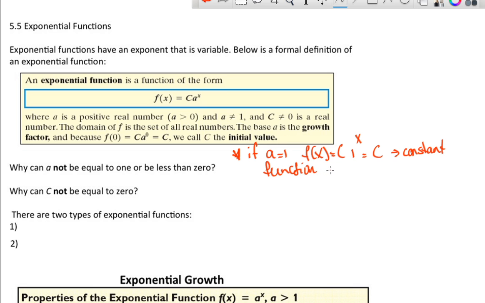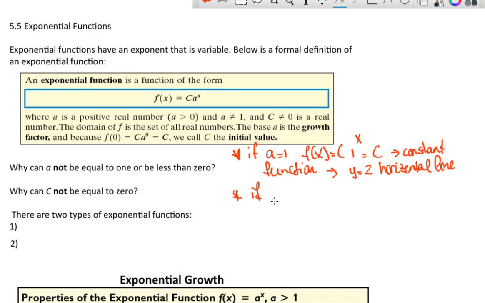So for example, that could be rewritten maybe as f of x. Let's look at that as a y then. So let's say maybe y equals 2. And we've seen just recently that y equals 2 is a horizontal line. So that would not be an exponential function anymore. So the next thing says, why can it not be less than 0?